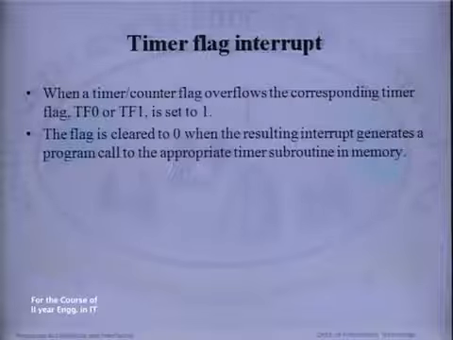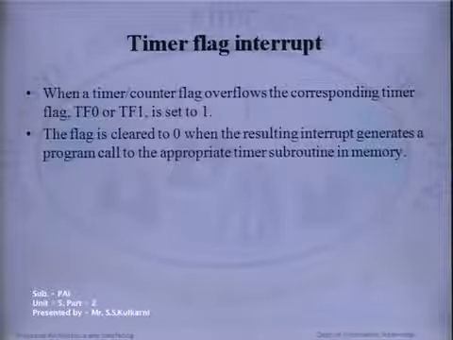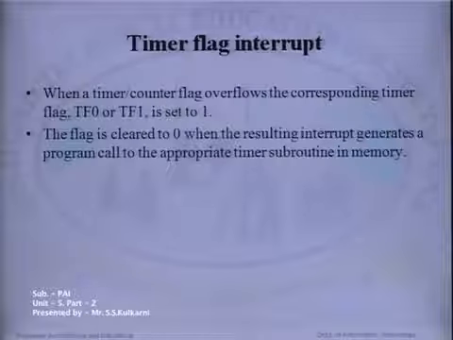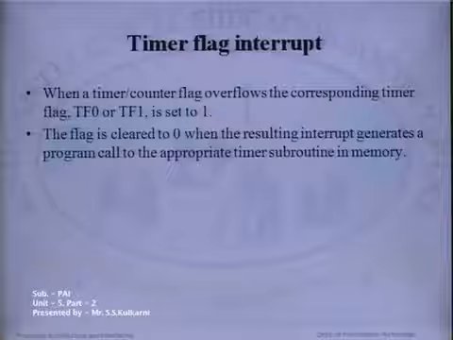Very first, we'll see the timer flag interrupt. When the timer or counter overflows, the corresponding timer flag is set to 1. There are 2 timer flags: TF0, which is the flag associated with timer 0, and TF1, which is the flag associated with timer 1. This flag is cleared to 0 when the resulting interrupt generates a program call to the appropriate timer subroutine in the memory. So it is not required by the user to clear these flags.